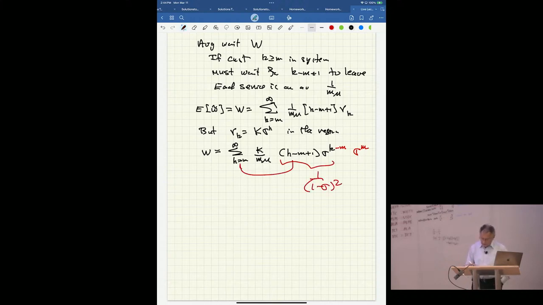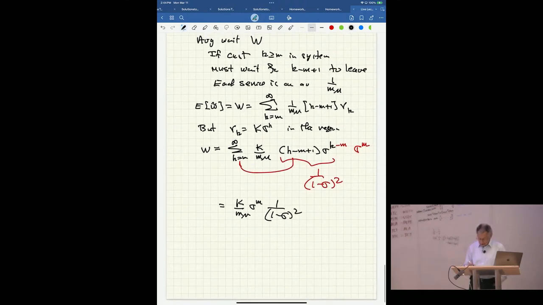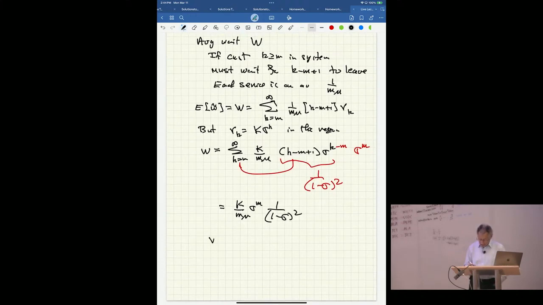So the whole thing is equal to K over mu times the red sigma to the m I took out times the 1 over 1 minus sigma squared. And I may as well write that in terms of J. It's a little easier. So I find that capital W, the mean waiting time, is equal to the following ratio. It will be J times sigma over mu times 1 minus sigma squared.